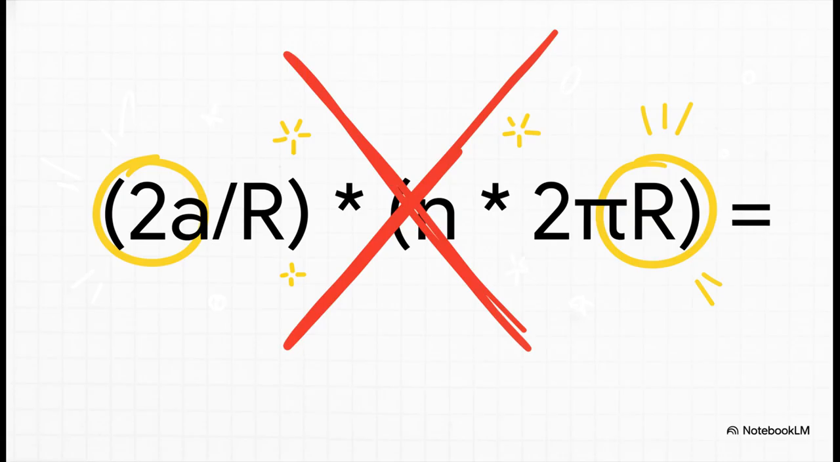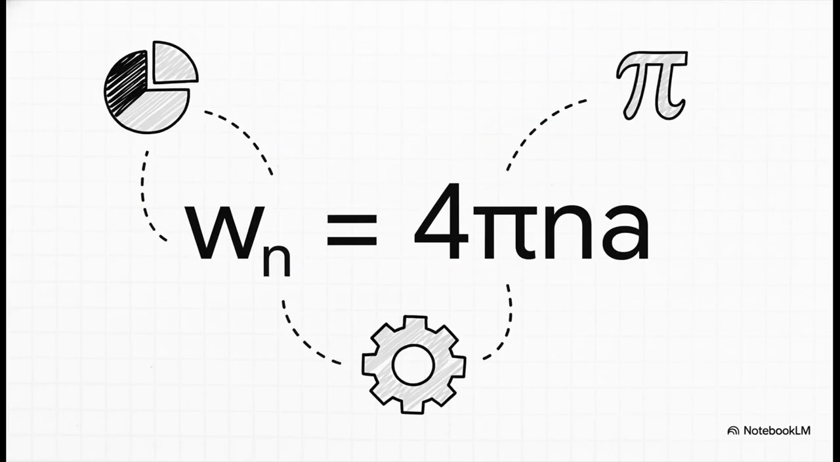How cool is that? So after all that, what are we left with? Just a nice, clean formula for the normal acceleration. It simplifies down to 4 times pi times n times a. And the best part? We know every single one of those values. We're finally free of all the unknowns.